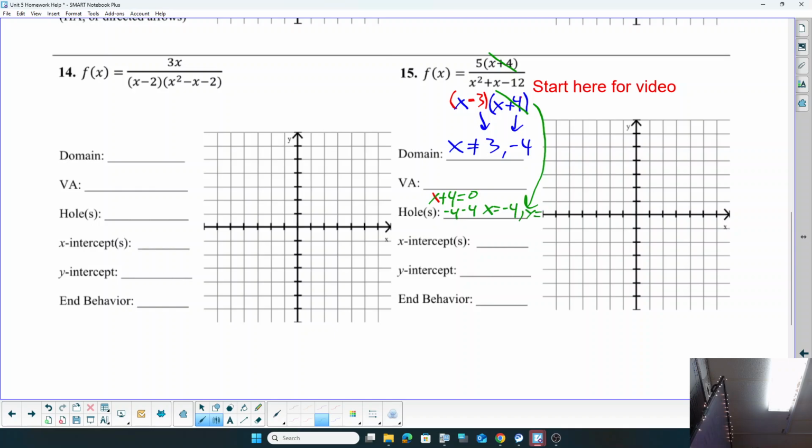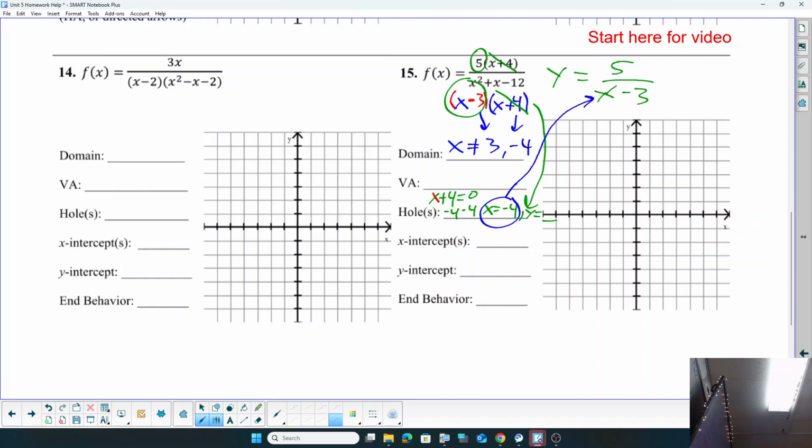Now we got to find the y value of the hole. So what we do to find the y value of the hole is, there we go. We take the reduced form, which is 5 over x minus 3. Y equals 5 over x minus 3. And we plug in the x value of the hole, right? So we take that x equals negative 4, and we plug it in there.